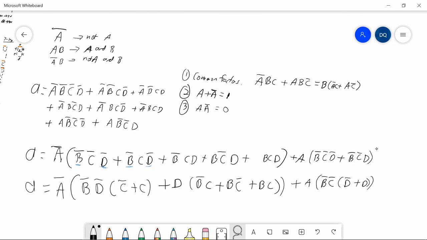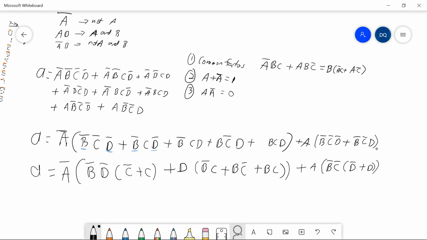Now we've got some rules here. See how A or not A is a 1? So that applies here. C or not C is a 1. D or not D is a 1. And then anything ended with a 1 is just itself. So we could call that rule 4. 1 and A is simply A, whatever A was.